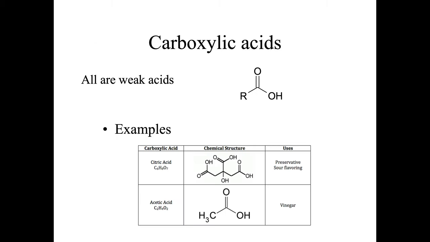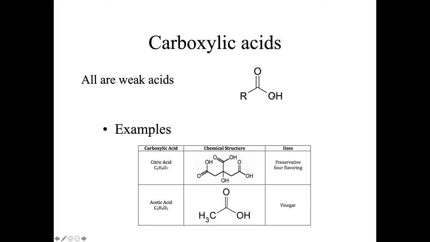Carboxylic acids. So we talked about acids before. These are organic acids. All of these are weak acids. So it's similar to an aldehyde and a ketone in that there's a carbon and then a carbon-oxygen double bond. The difference is there's an OH. Now, this is not an alcohol. If this is just a carbon OH, it's an alcohol. But this is a carbonyl OH. So a carbon-oxygen double bond with an OH is a carboxylic acid.